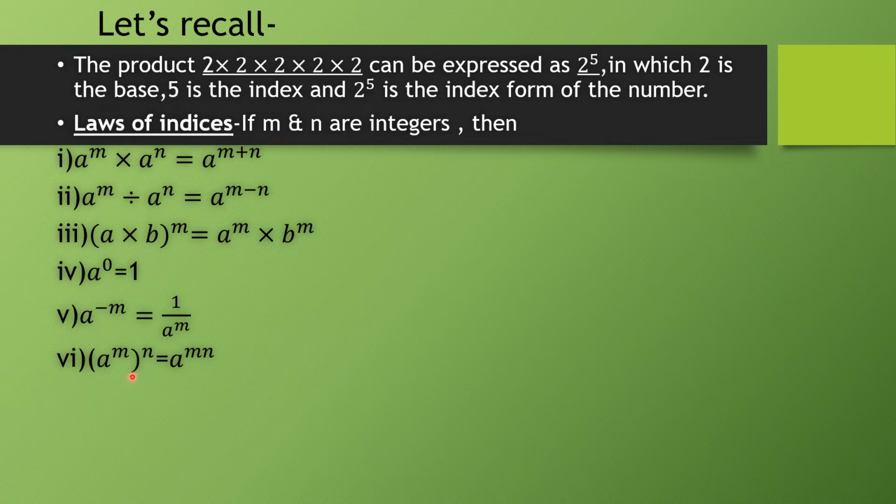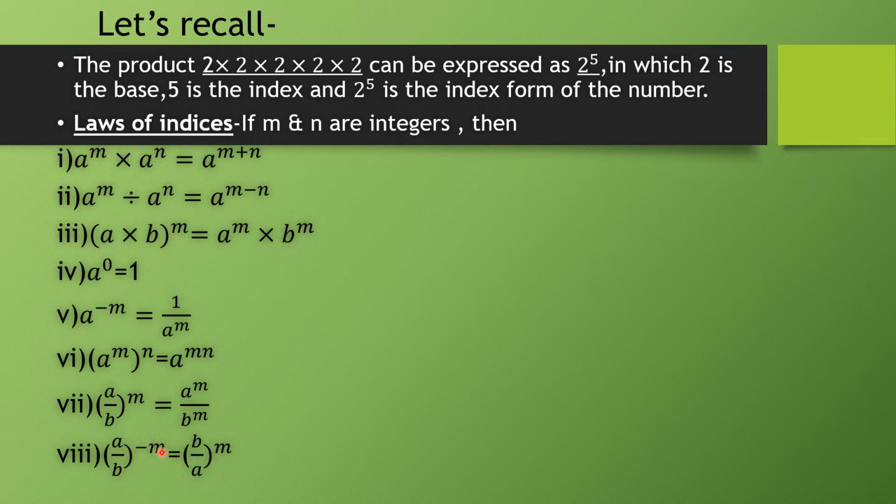Then (a raised to m) bracket raised to n is equal to a raised to m into n, multiplication of the indices. Seventh, (a upon b) bracket raised to m is equal to a raised to m divided by b raised to m. And eighth and last law, (a upon b) bracket raised to minus m is equal to (b upon a) bracket raised to m.